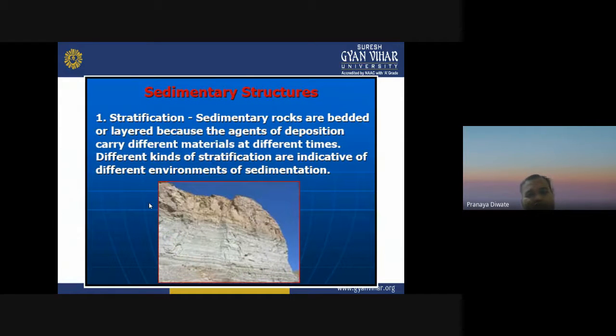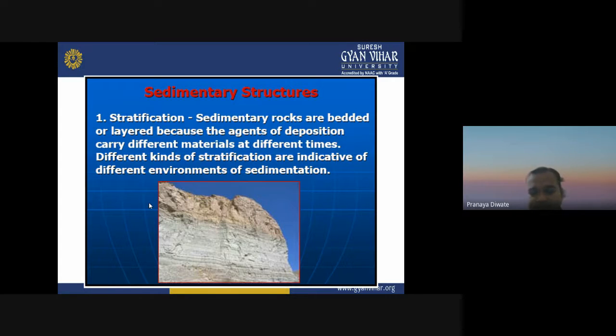Then come to the sedimentary structure. What is it? Sedimentary structure has a stratification in it. Sedimentary rocks are bedded or layered because the agent of deposition carries different material at different times. So sedimentary structures are bedded or layered.